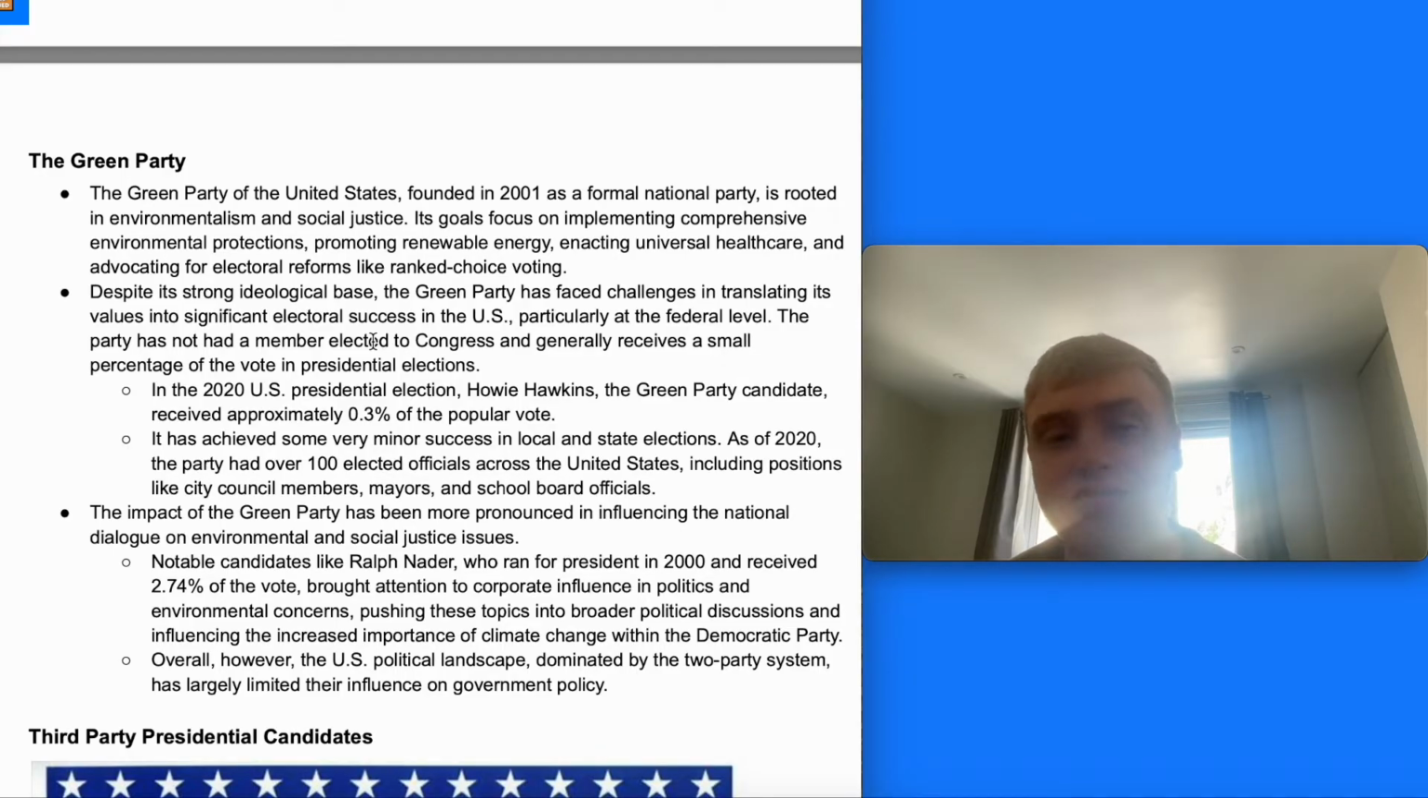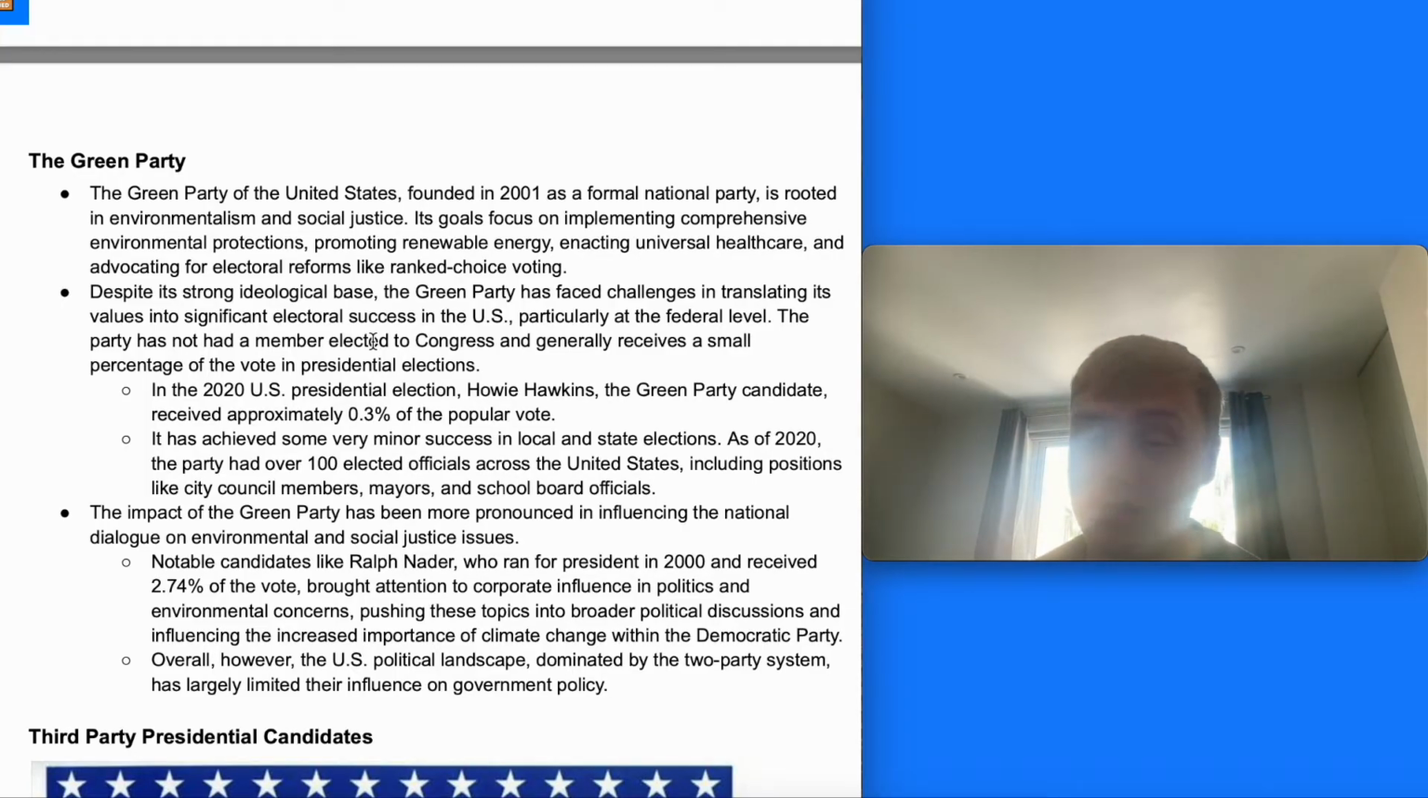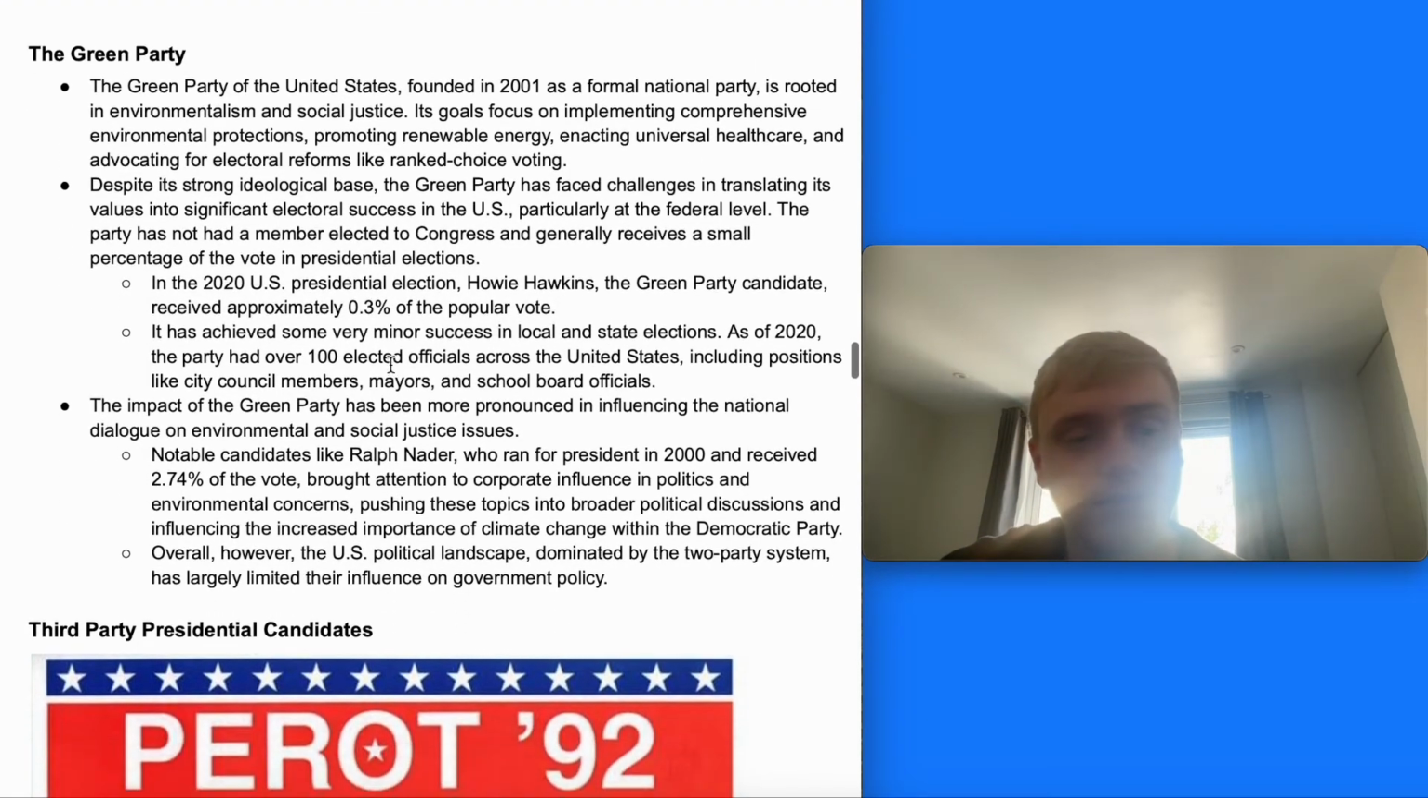So in 2020, it received just 0.3% of the vote. It has achieved some minor success in local and state elections, though, and it has around 100 officials across the United States, which really is not that many, considering the really significant number of elected officials in US politics due to federalism.